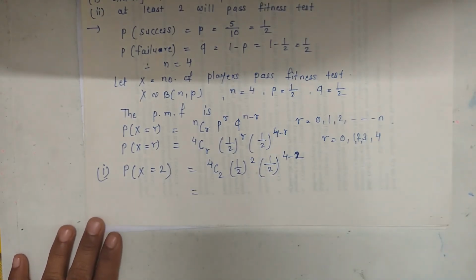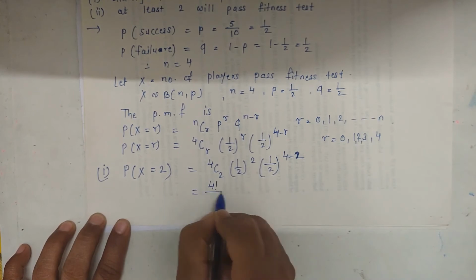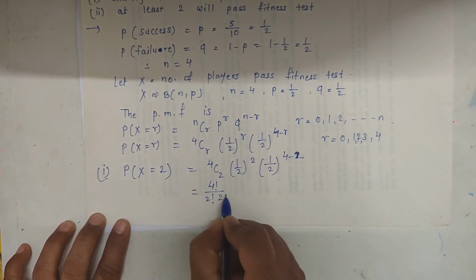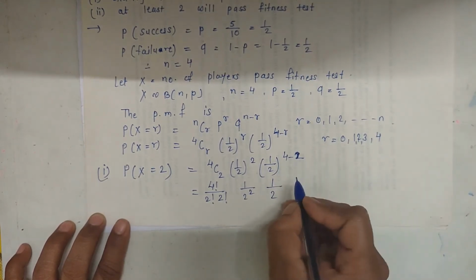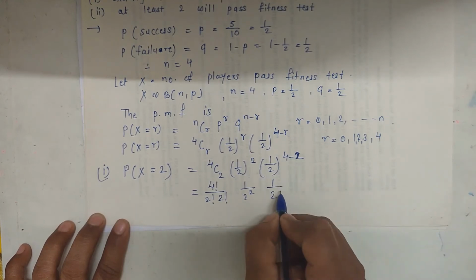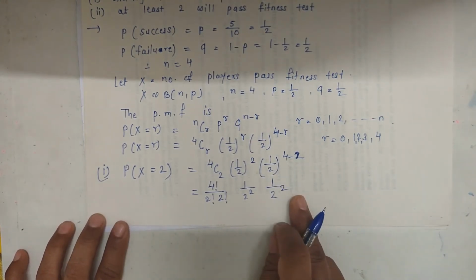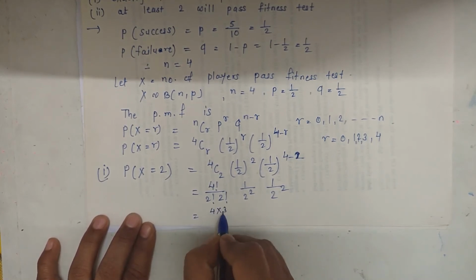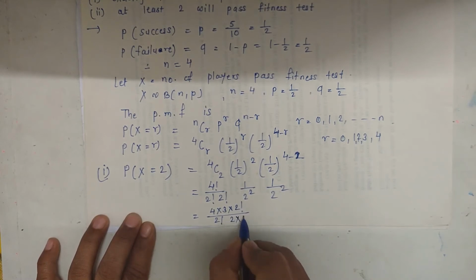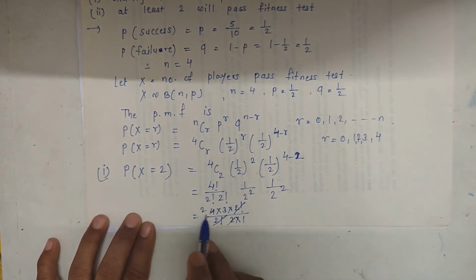Then by calculating, 4C2 means 4 factorial upon 2 factorial into 4 minus 2 factorial, times (1/2) squared, (1/2) raised to 4 minus 2, that is (1/2) raised to 2. Now 4 factorial in terms of 2 factorial is 4 into 3 into 2 factorial upon 2 factorial into 2 into 1. The 2 factorial will be cancelled. Here 2 fours are 4, and the value of 4C2 is 3 into 2, that is 6.